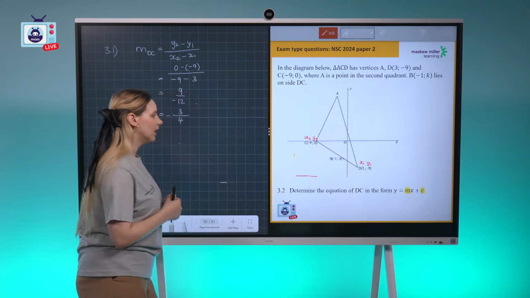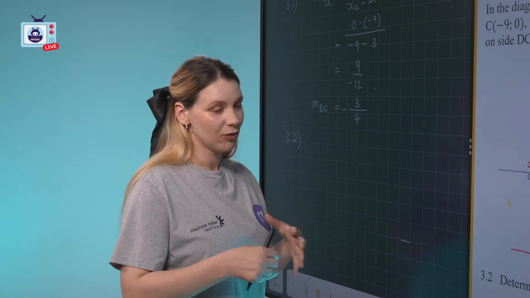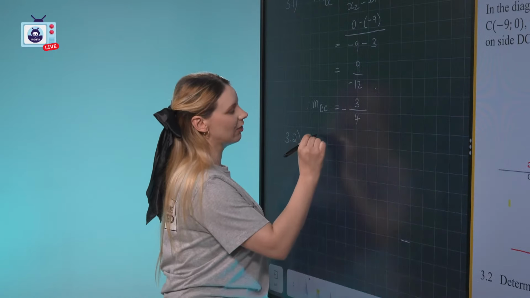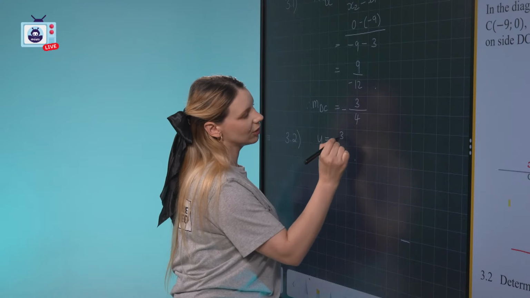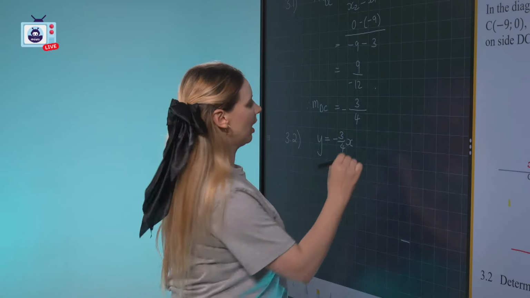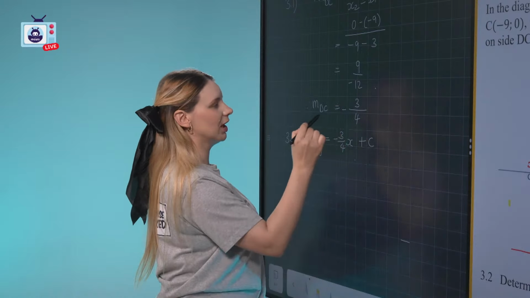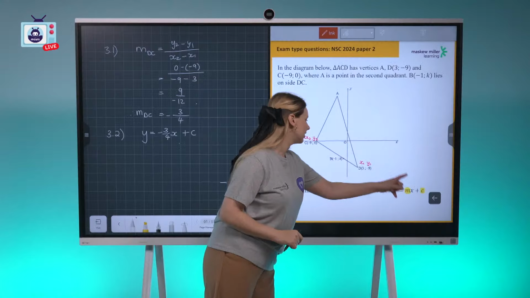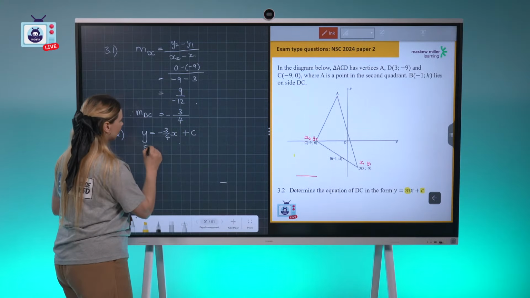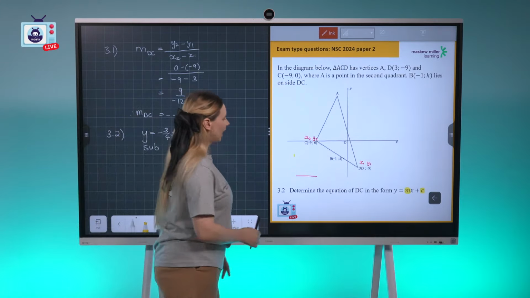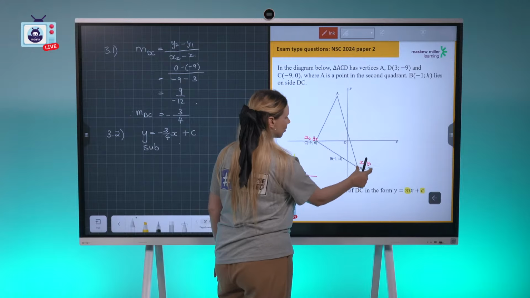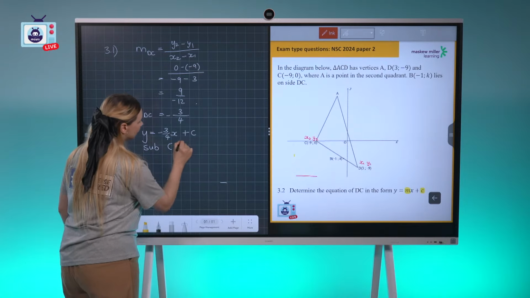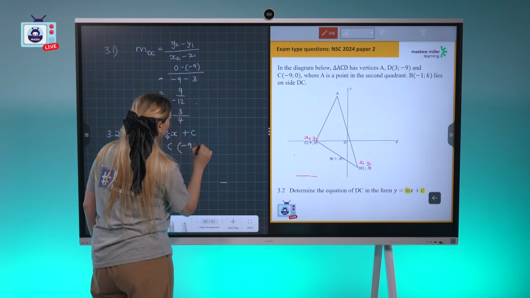So if I want to find an unknown and I only have one unknown in my equation, then all I do is I sub in a point. So let's write our equation. We have y equals -3/4x, and we have plus c, because we know that the gradient of DC is already -3/4. So all we need to find is c. So what I'm going to do is I'm simply going to substitute a point on that line, and I can choose any one of these points, C or D, because I have both the X and the Y for both of them. I'm going to choose C, so I'm going to sub in C, which is -9 and 0.